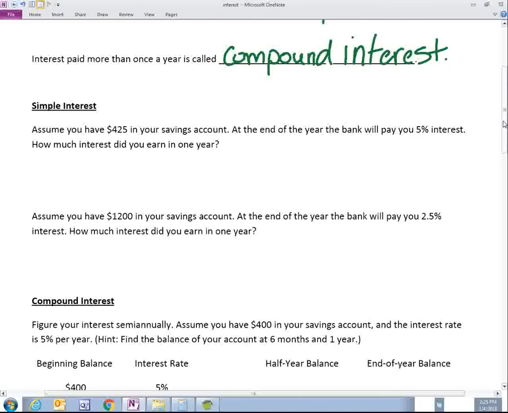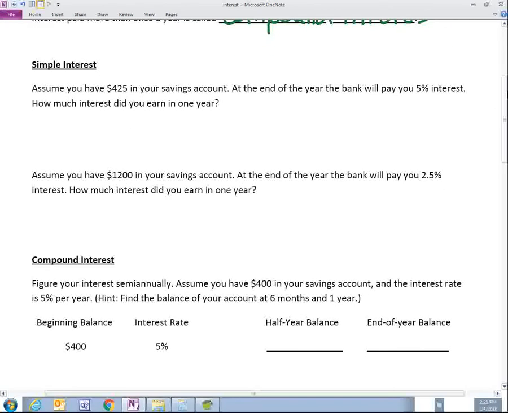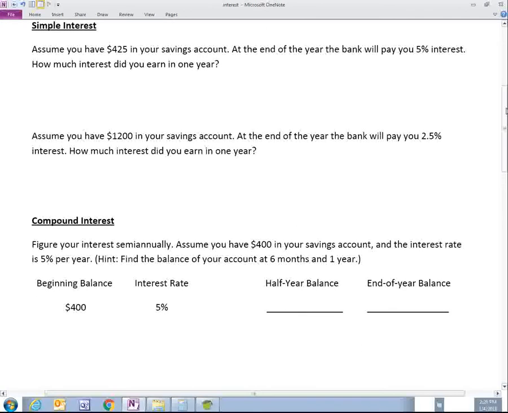Now here's an example of what's happening. There's one skill that we're going to have to remember how to do. So simple interest. Assume you have $425 in your savings account. At the end of the year, the bank will pay you 5% interest. How much interest did you earn in 1 year? The first thing that you're going to do whenever we're working on these is convert 5% into a decimal. And what is that?